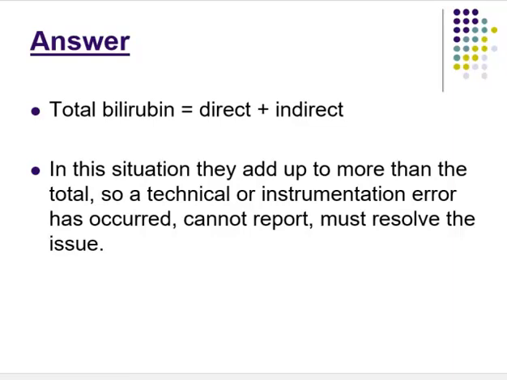So the total bilirubin that was given was 1.0. When you add up 0.8 and 0.7, you end up with 1.5. That should have been the total bilirubin. So something is not right here, so we cannot report these results out.